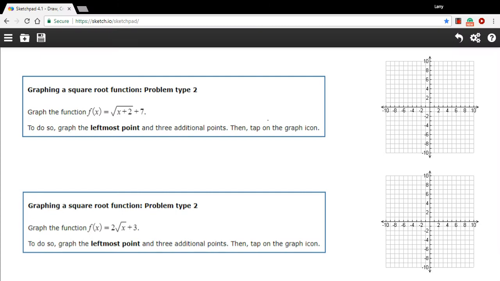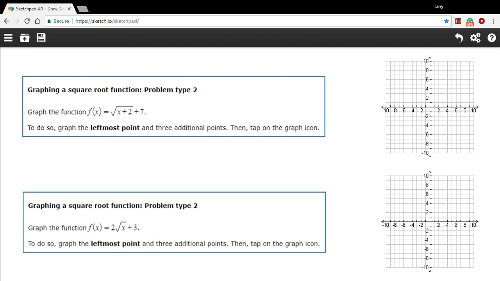In these problems, we're being asked to graph some square root functions that have a lot of stuff going on. There are extra numbers underneath the radical sign, extra numbers outside the radical sign, and even numbers multiplied by the radical sign. All of these things change the location or the shape of the graph, but the process for graphing these things is pretty much the same.